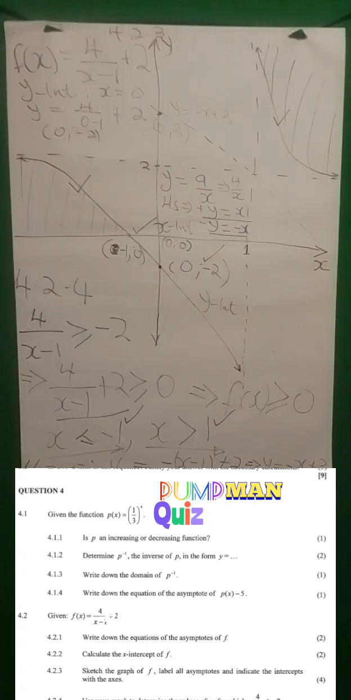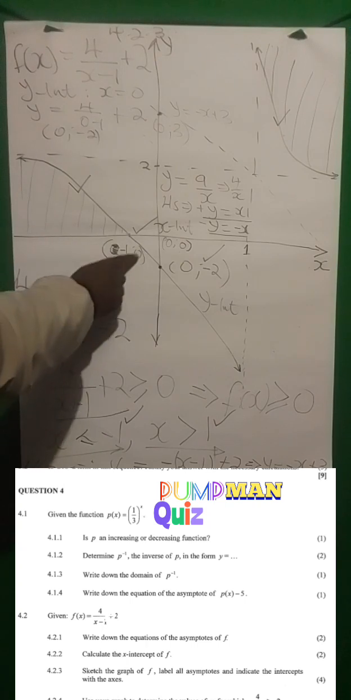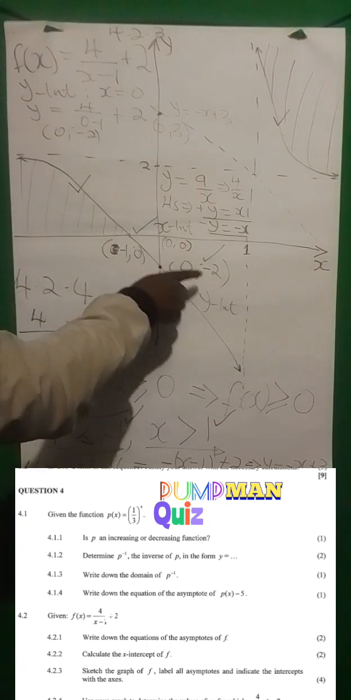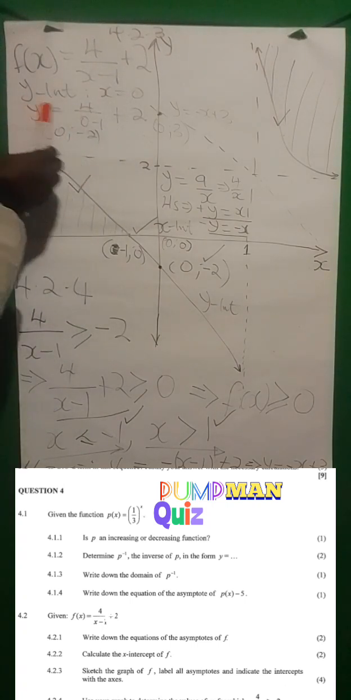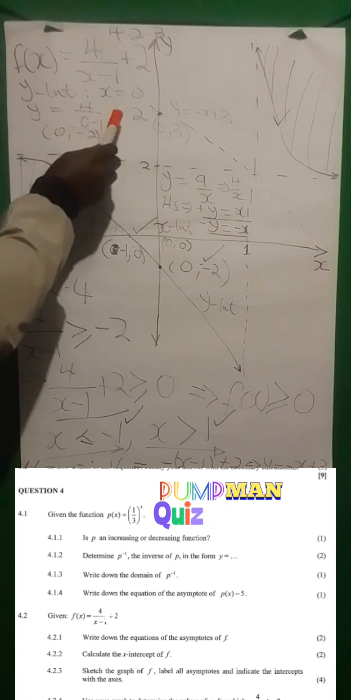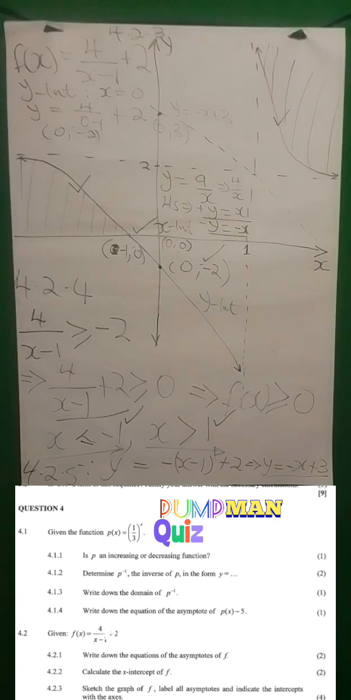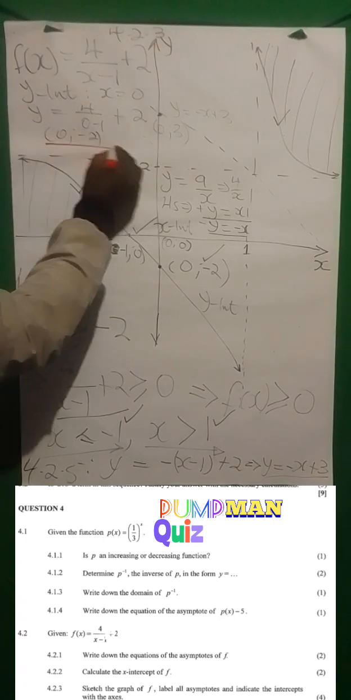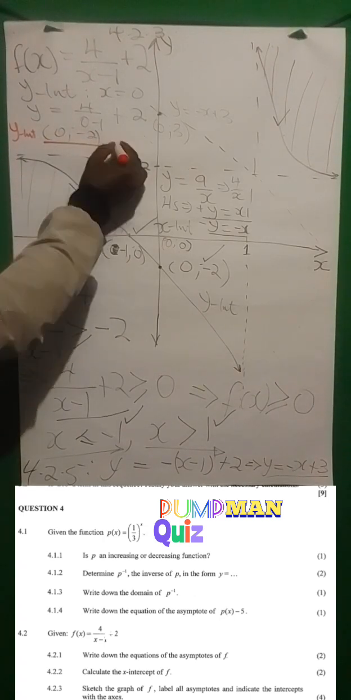Okay, let's move on to 4.2.3. We are asked to sketch this graph. For us to sketch any graph, we need to know the x-intercept, which we have already determined from the previous question, but we do not have the y-intercept. How do we calculate the y-intercept? We substitute for x with 0, then we get y is equal to 4 over 0 minus 1, plus 2, which gives me my y value as minus 2. So my set of coordinates for the y-intercept is (0, minus 2), right?